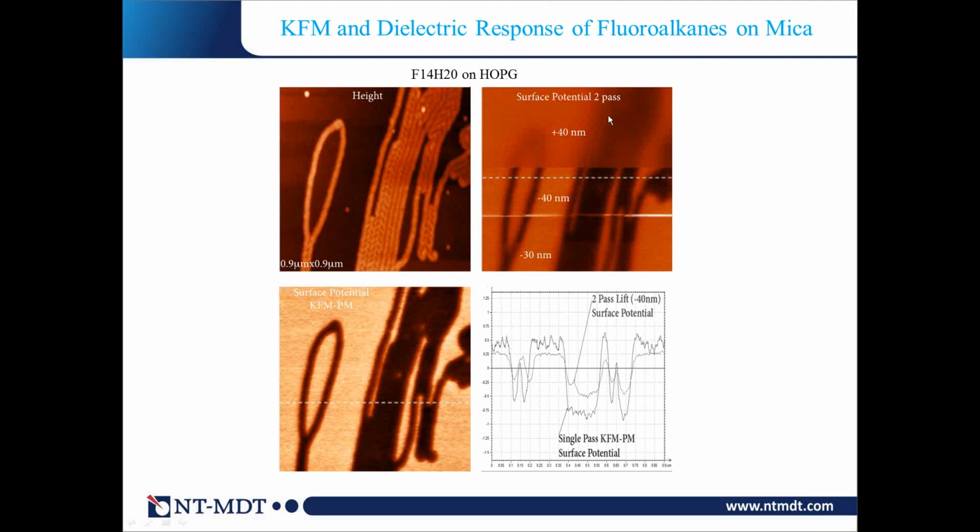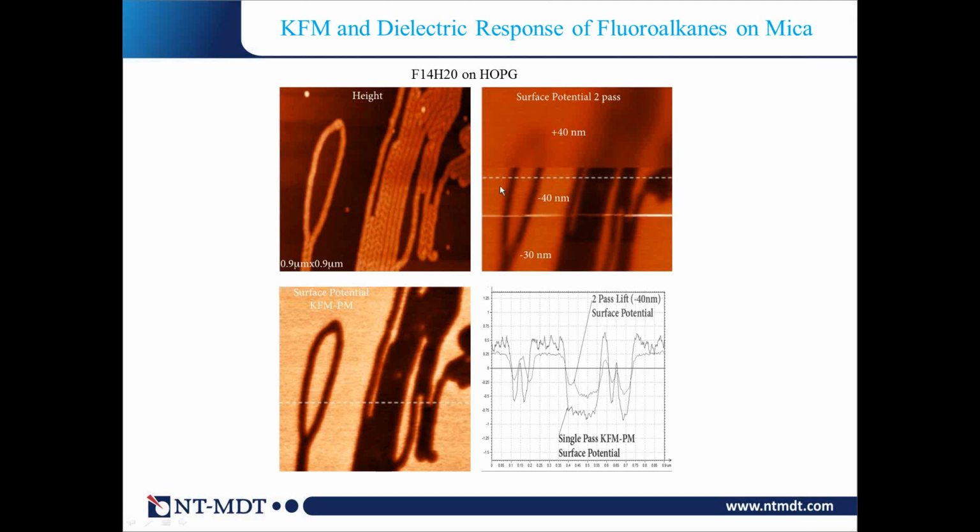Now what we see is that if you do the two pass potential image, you see very weak contrast of these aggregates. You can improve that by going to the negative lift. You can do it on a smooth surface. You cannot do it on rough surfaces. But with negative lift, you're improving the contrast. The amplitude here was around 50 nanometers, and this is minus 40 nanometers. You really approach with the tip to the bottom, very close to the surface.